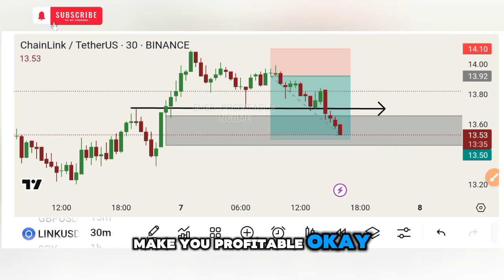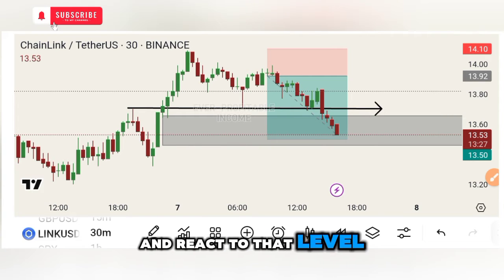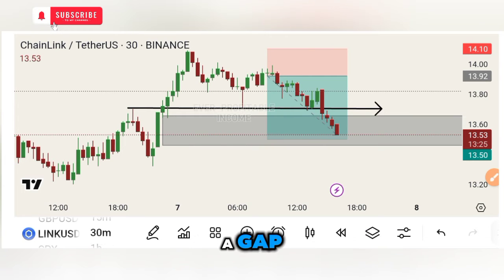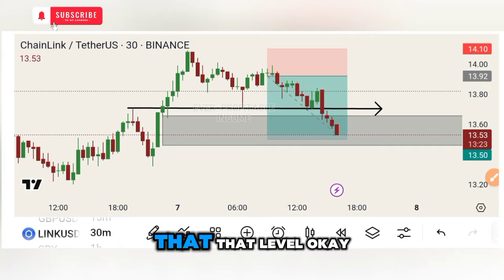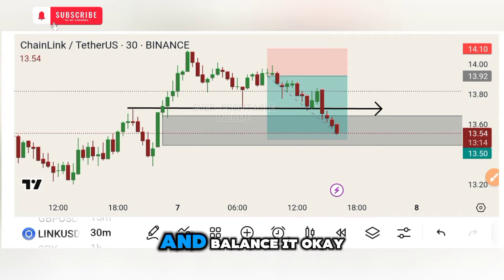When you have a fair value gap, price is definitely going to come back and react to that level. There is this gap, so it's going to come back and balance that level, even if it's trending up. Any gap on your chart, price is going to come back and balance it.